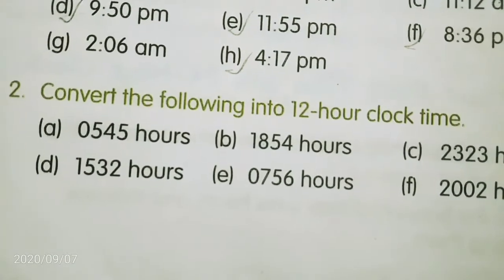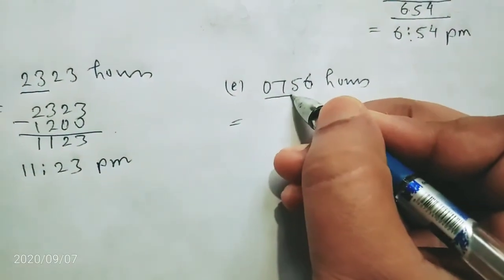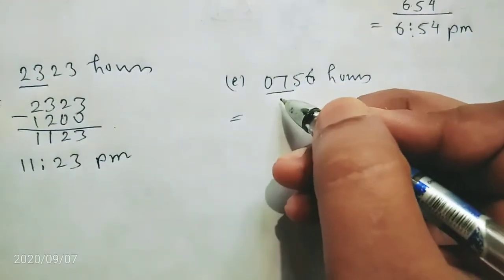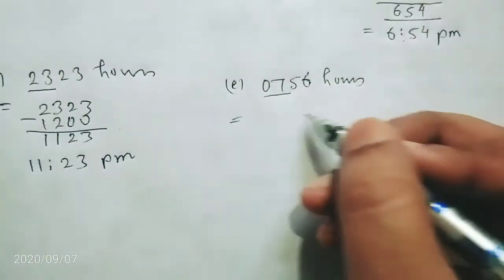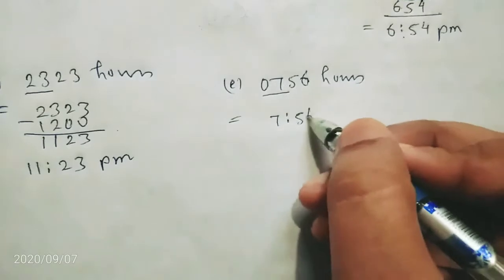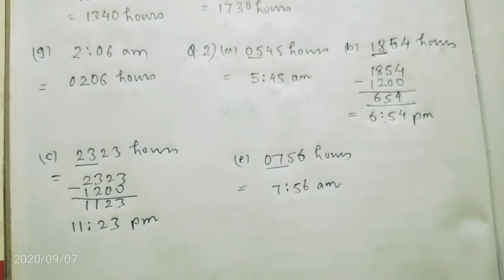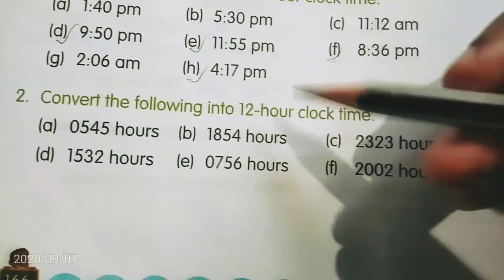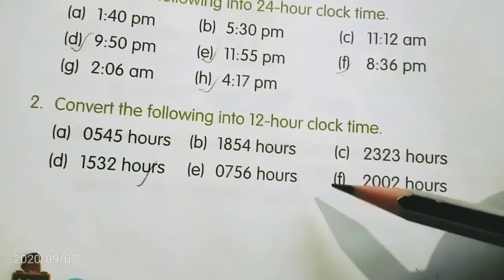Let's take question number E. Here you can see the first two digits are less than 12. That means it is what? AM. Okay, no need to do the subtraction with 1200. So simply write 7, give 2 dots, 56 AM. So it is very simple. Okay, understood? So your homework is to do D number, F number.